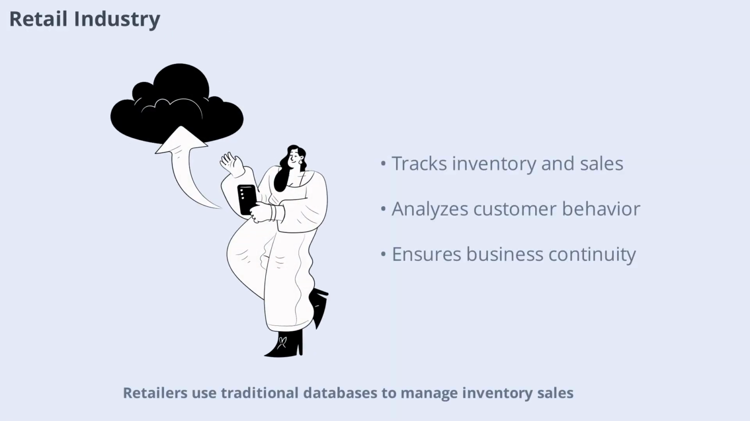Retailers use traditional databases to manage inventory, sales, and customer information. The tabular structure makes it easy to track products, monitor sales trends, and analyze customer behavior.